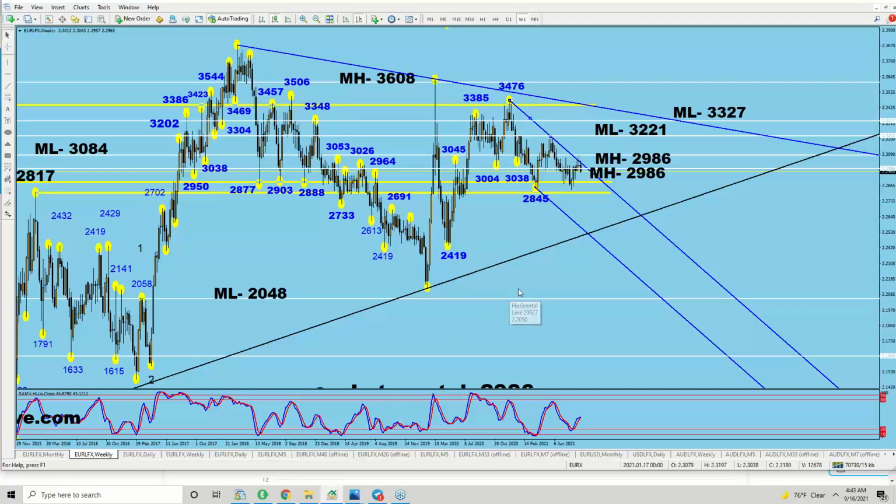Yen pairs haven't moved yet to the upside, so I'm just waiting.